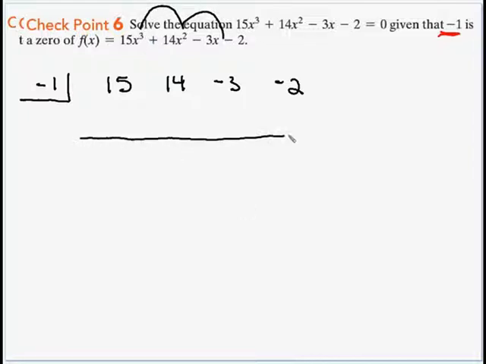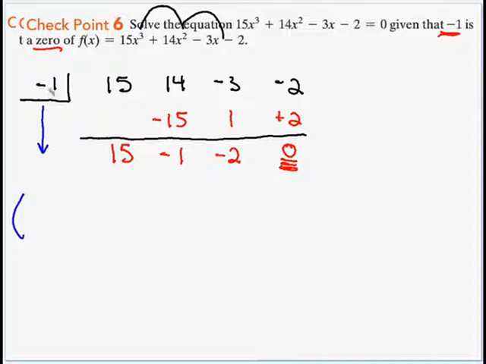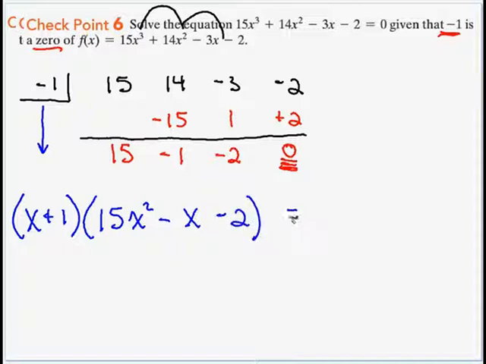So let's do a little synthetic division, and we'll bring down our 15, and we will multiply, and then add them, and then multiply, and add, and multiply. So there's our remainder 0, and that's how it should work because they told us -1 is a 0 of the polynomial. Again, let's not forget to bring this factor down. That is going to be, again, we'll switch the sign here, x plus 1. And now what do we have? 15x squared minus 1x minus 2, and this is all equal to 0.